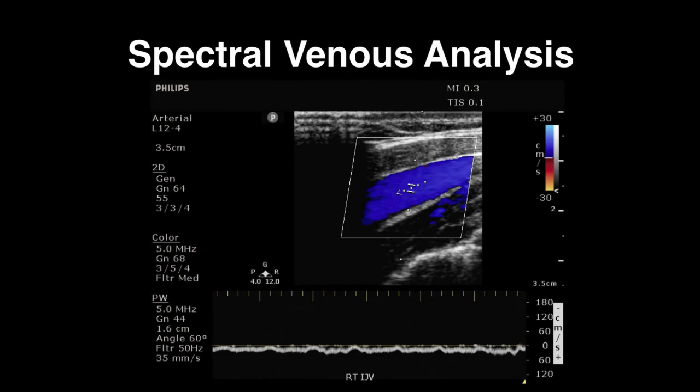Now let's take a look again in a little more detail at the waveform signatures. Here we have a spectral waveform of the right internal jugular vein, and you can see the distinct pattern here of this venous waveform. It does not represent at all either a high or low resistance arterial waveform.